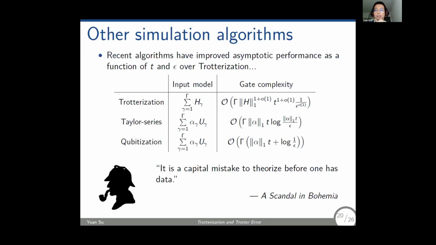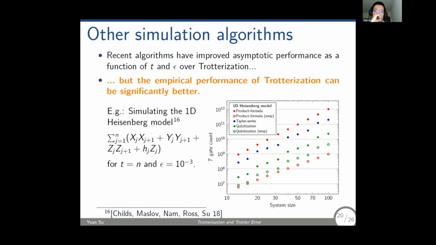So let's look at some data for practical quantum simulation. What we did was we simulated this 1D Heisenberg model for evolution time equal to the system size and for some fixed accuracy, 10 to the minus 3. And we compared the performance of different quantum simulation algorithms. You can see that if you only believe the rigorous error analysis presented in the previous slides, the product formula or Trotterization doesn't perform very well. But if you look at the empirical performance, Trotterization performs much better. So there's a significant gap between what we can prove for the product formula and their actual performance.